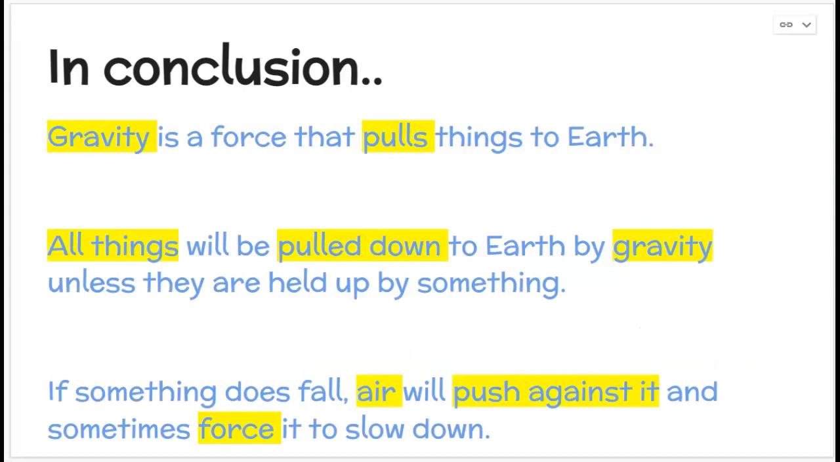In conclusion, gravity is a force that pulls things to Earth. All things will be pulled down to Earth by gravity unless they are held up by something. If something does fall, air will push against it and sometimes force it to slow down.